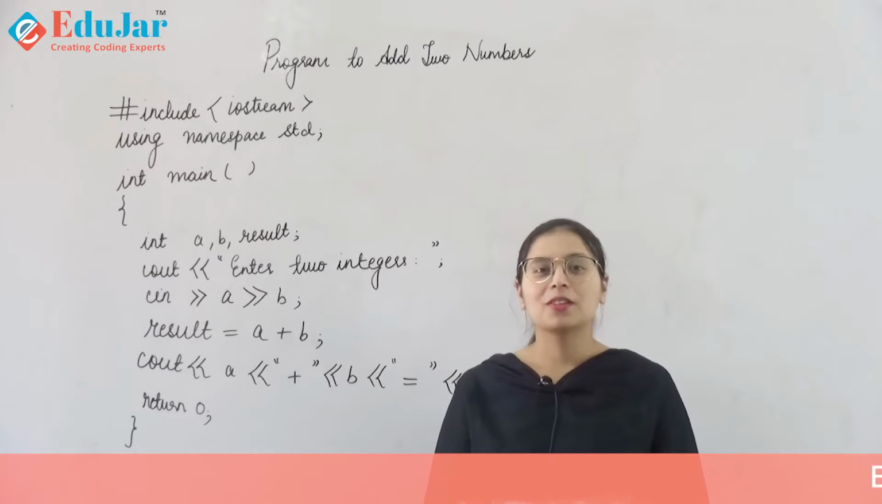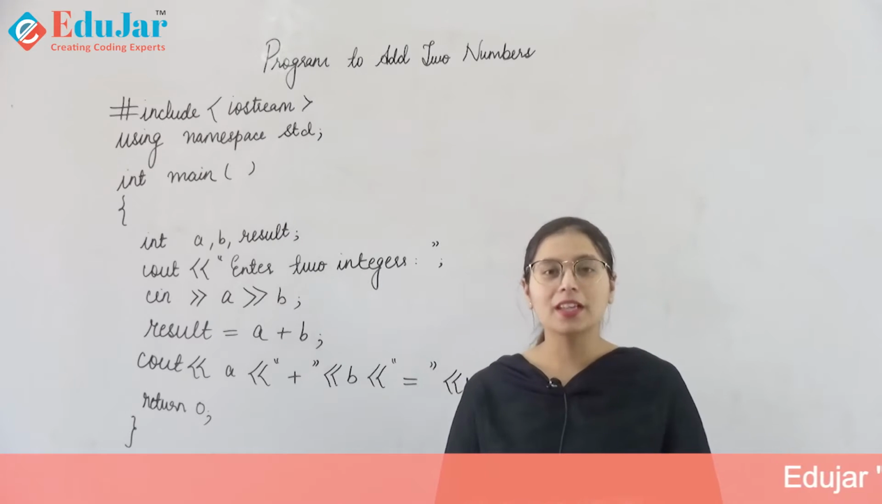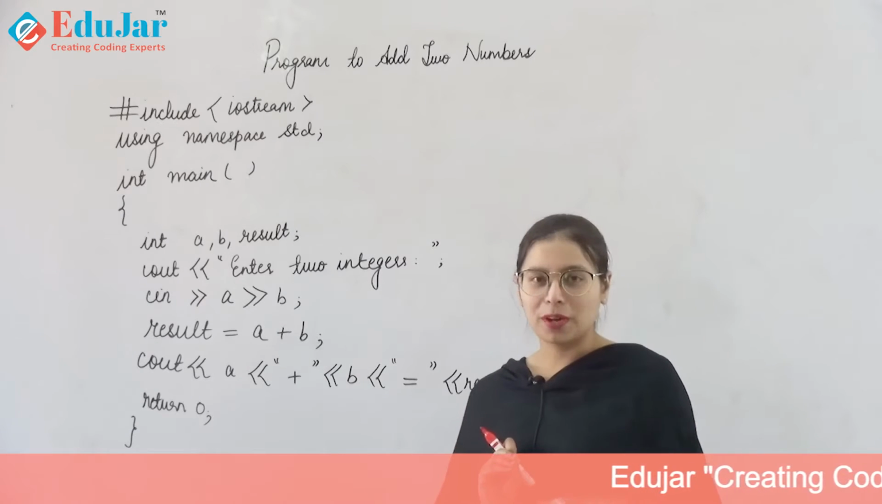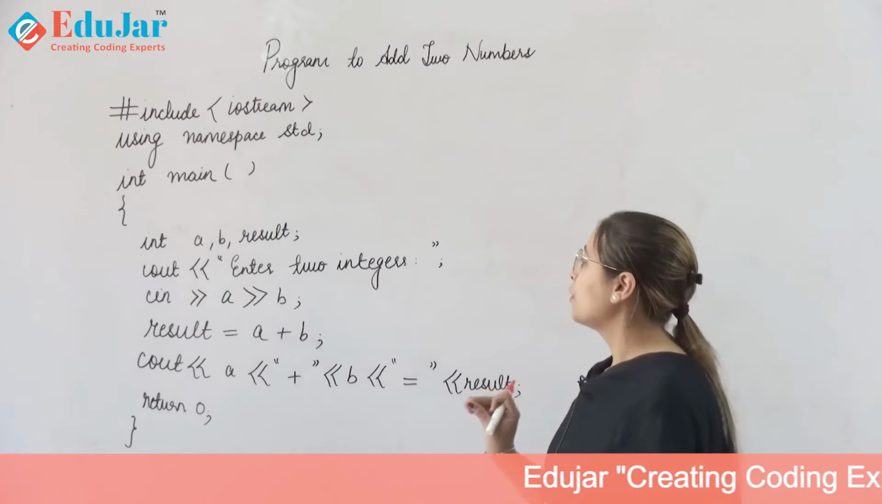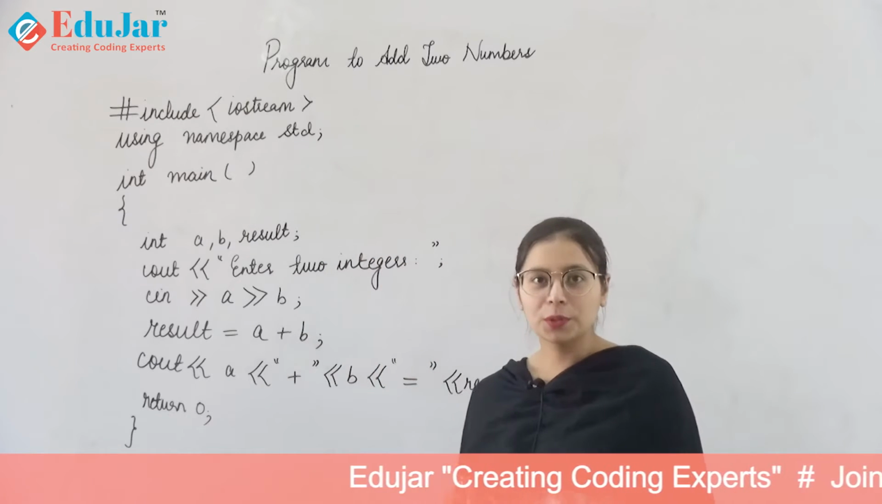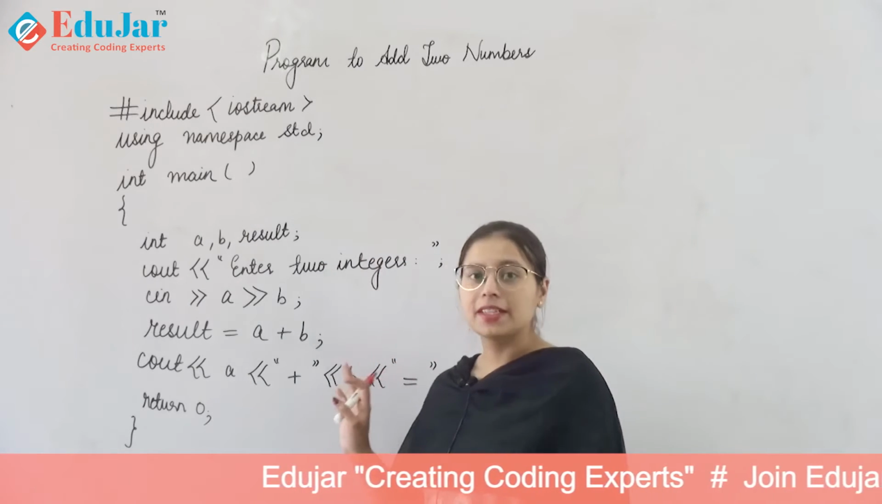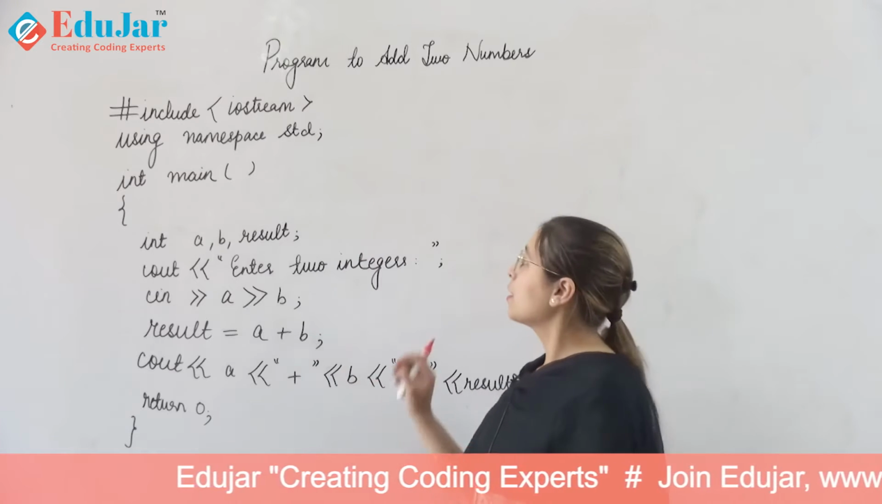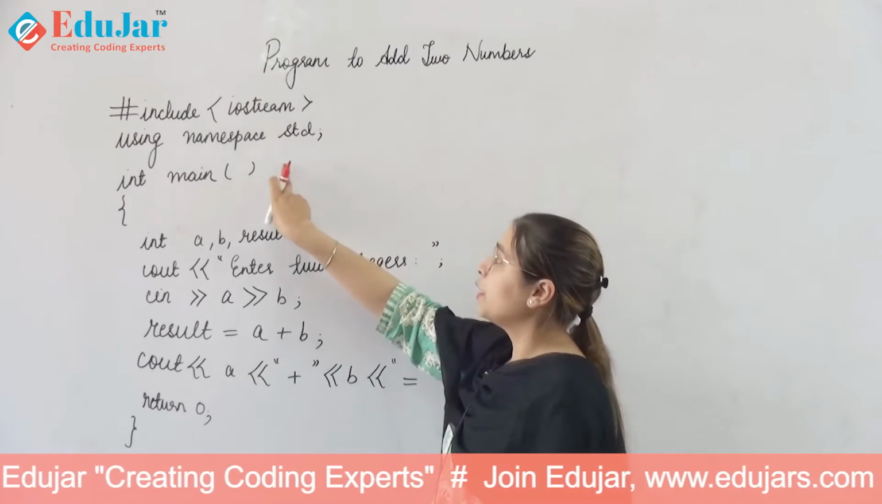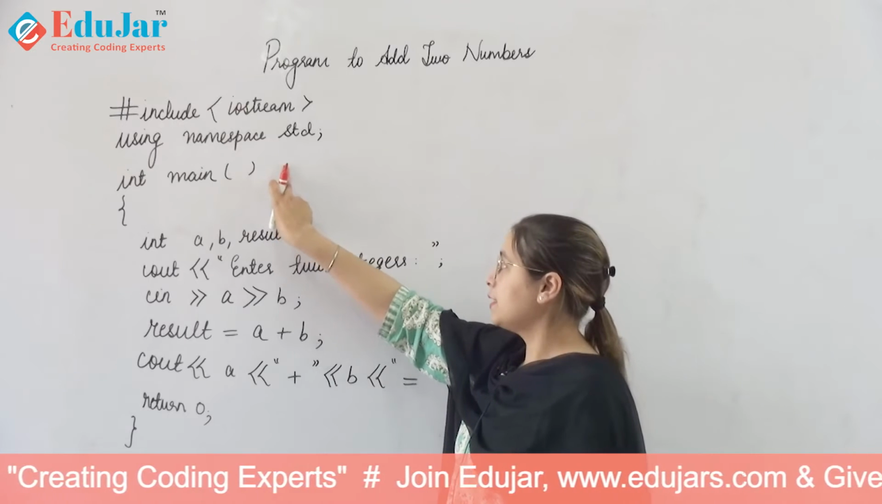Hello everyone. Today I'll teach you how to add two numbers. So it's going to be a very simple program to understand. We have to add two numbers, so we'll take two numbers from the user and we are writing this program in C++. So we have to include a header file, iostream, then you will write using namespace std.